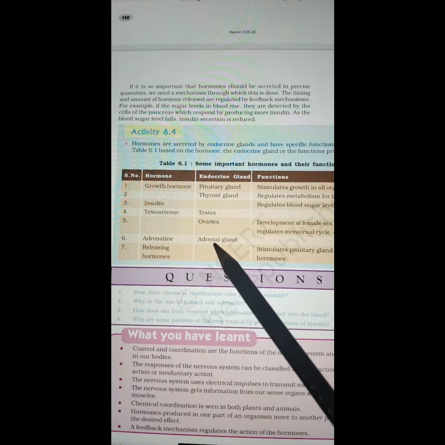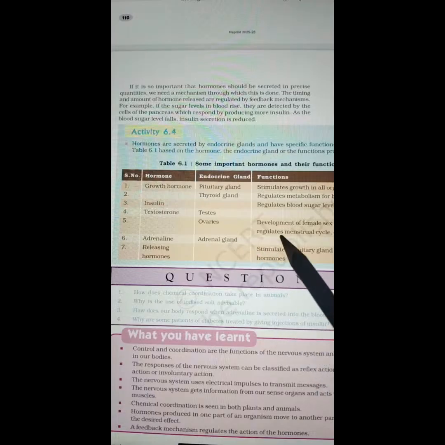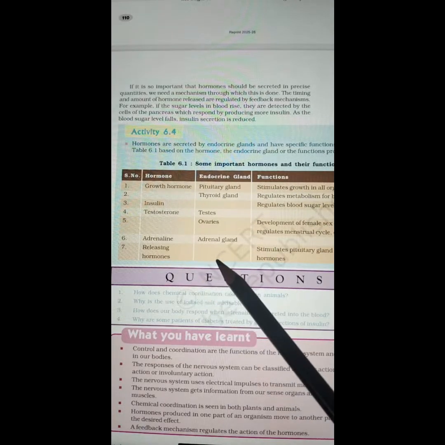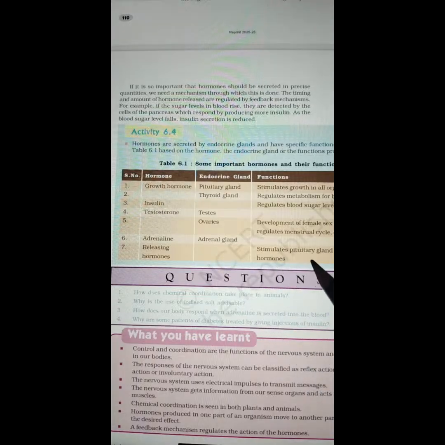Adrenaline is produced by the adrenal gland. So it brings about changes in the body. The heart beats faster, the pulse rate increases, and we sweat. Releasing hormones are produced by the hypothalamus. It stimulates the pituitary gland to release hormones. So this is a fill-up kind of table.